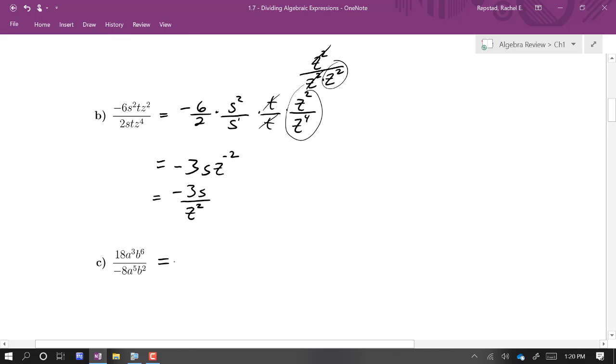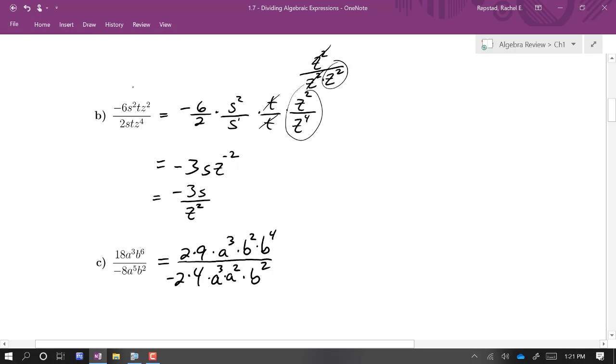Similar situation here, only 8 doesn't go perfectly into 18. I'm going to rewrite this in hopefully a helpful way. So we have up top 2 times 9, a cubed times b to the 6. Now notice that I've got a b squared in the bottom, so I'm going to write that as b squared times b to the 4th. Down in the bottom I have negative 2 times 4. A to the 5th I'm going to write as a cubed times a squared times b squared.